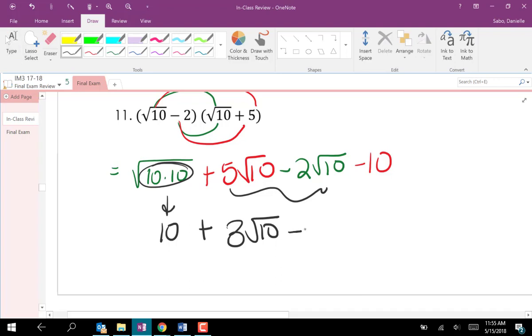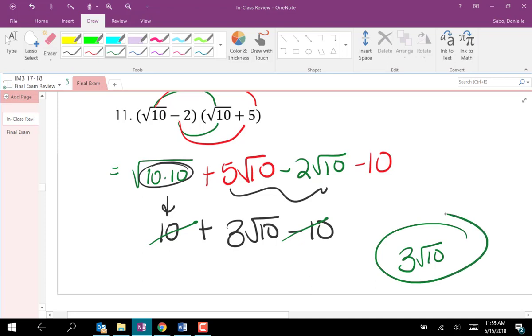Bring down your minus 10. Do you notice something that happens? The 10s cancel. The 10s cancel because look, 10 minus 10. So my final answer is 3 radical 10. Okay, you have 4 questions and a lot of time.